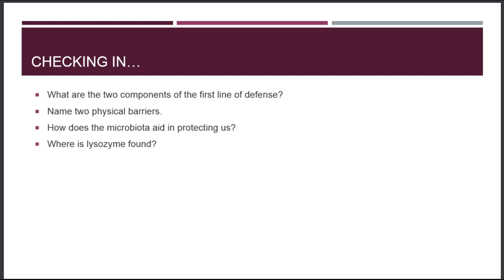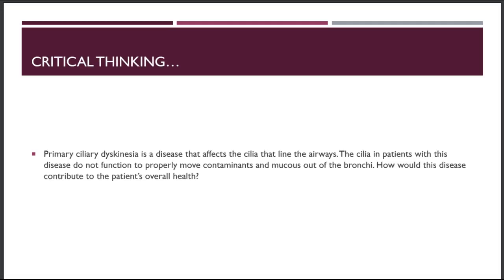And that is the end of section 12.1. So these are our checking in questions. Make sure you go through these and ensure that you can answer them correctly. Also, make sure you go back and review our learning objectives. Make sure that you understand what is being asked and that you're able to do those things, or that you know that information.